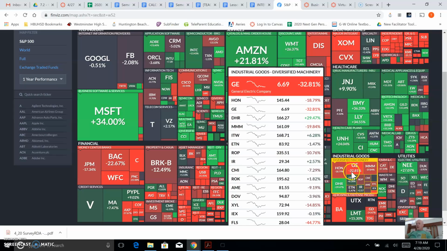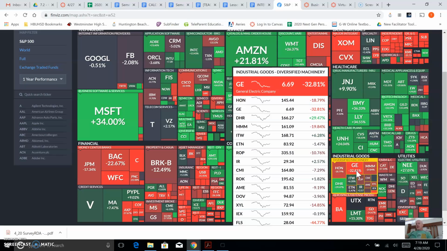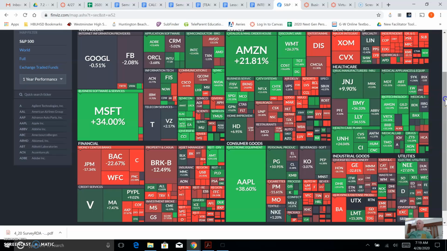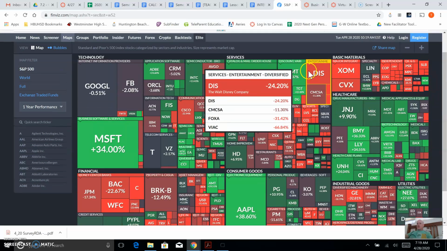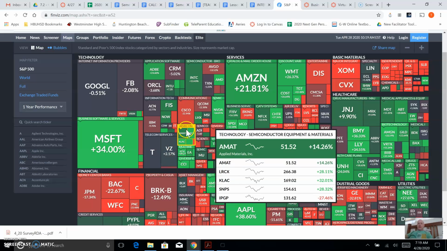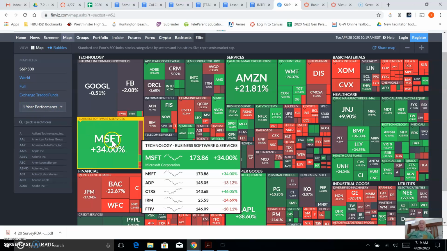But then you get in industrial goods. So these are manufacturers, General Electric. Not as many people are going to be buying things, so their stocks are going to be dropping. Whoops. Let me move up here. Basic materials, healthcare, services. So this stuff really breaks down. If I wanted to learn more about it, I can roll on top of it. There you can see Microsoft Corp is trading at $173.75 a share, and it is up 34% for this time frame, which, if you look, is a one-year performance.